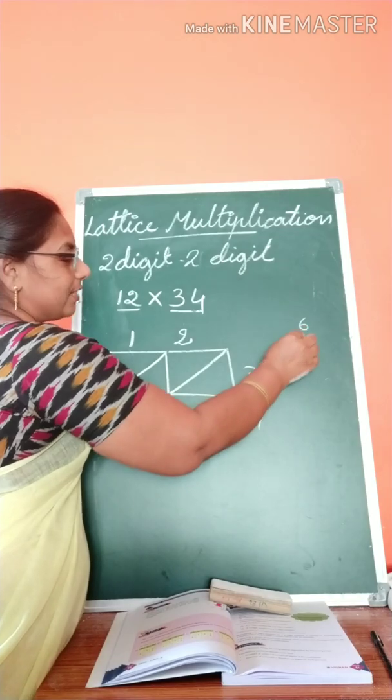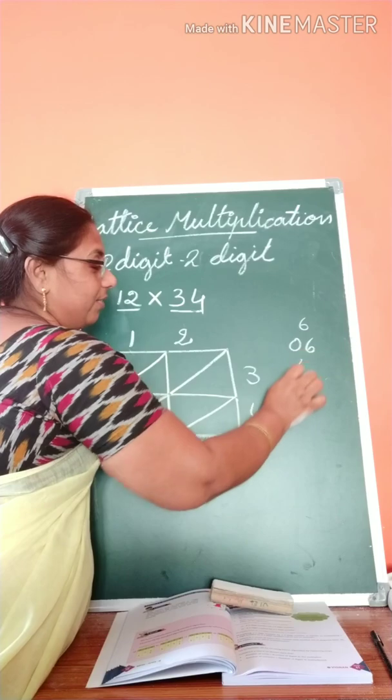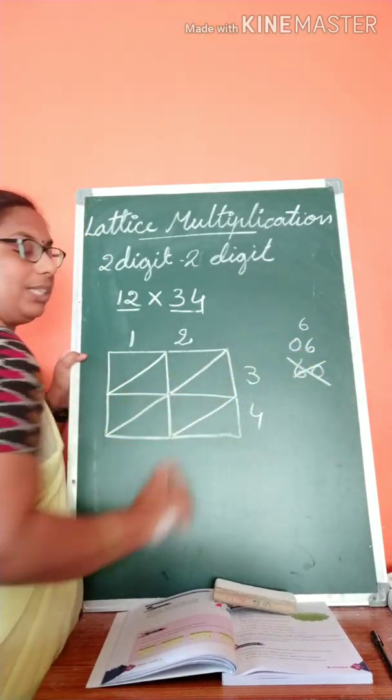6 can also be written as 06. We know that. But it should not be written as 60, right? If it is 60, what do we say? It is sixty. So we should not write like this. We have to write only 06.